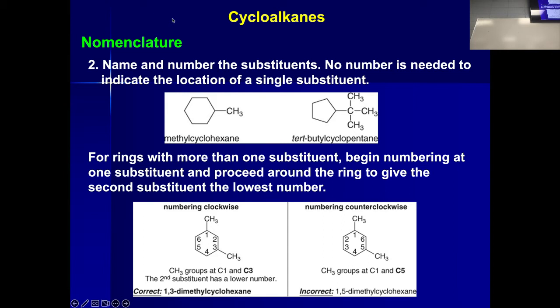This gives me 1,3-dimethylcyclohexane. This gives me 1,5-dimethylcyclohexane. I want the lowest numbers, so the one on the left is going to be correct. But it doesn't have to be the one on the left always, right? It just so happens that's how we've got them built out here. You've got to determine whether going clockwise or counterclockwise is the best numbering system, just like going both ways on the regular alkane that we've talked about, okay?